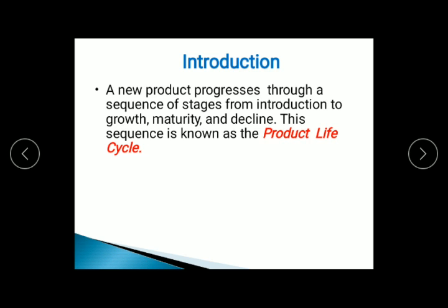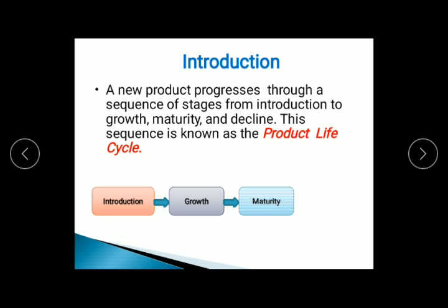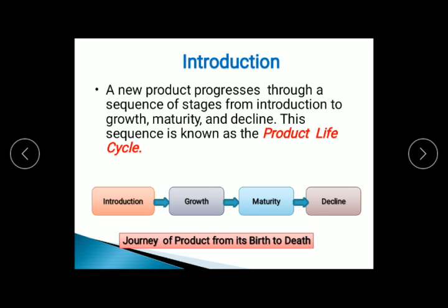So basically, a new product progresses through a sequence of stages from its introduction to growth to maturity and decline. This sequence of product is known as product life cycle. In simple words, every product has to undergo introduction, then growth, then maturity, then declination. So we can say in simple language, product life cycle is the journey of the product from its birth to its death.